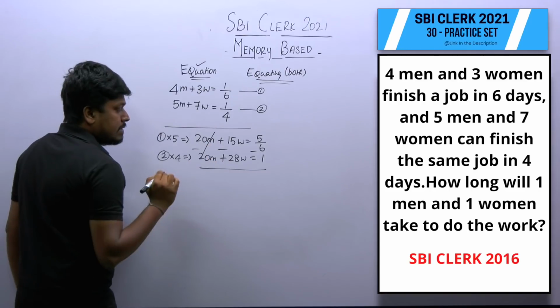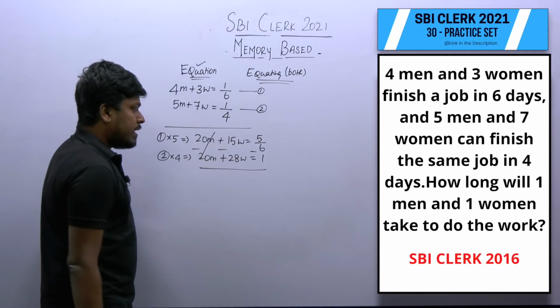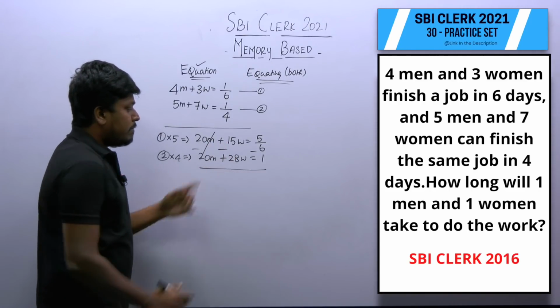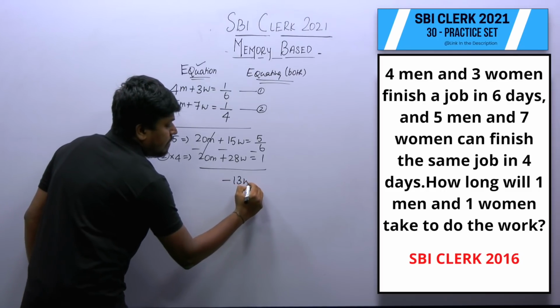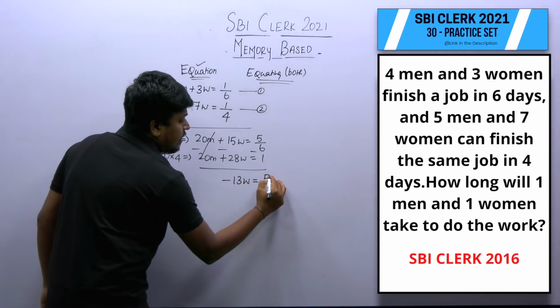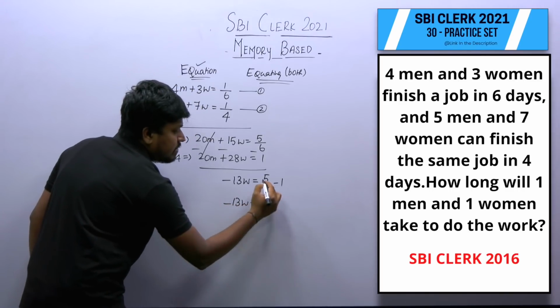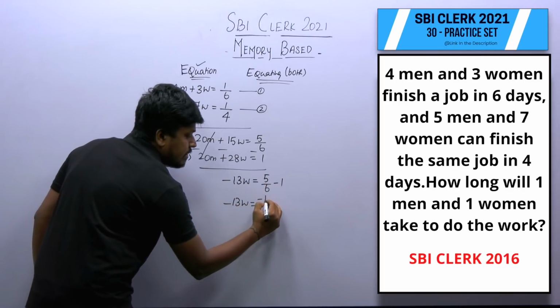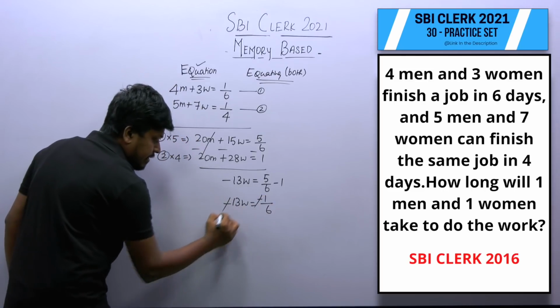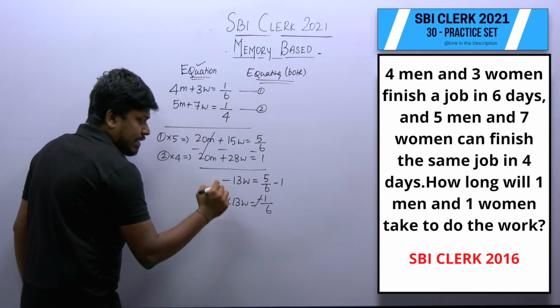So we can cancel it. So 15 minus 28, so minus 13. So minus 13 women is equals to 5 by 6 minus 1. So minus 13 women is equals to 5 minus 6 over 6, which will be minus 1 by 6. So minus 1 by 6 cancel there. So 6 13s are 78.